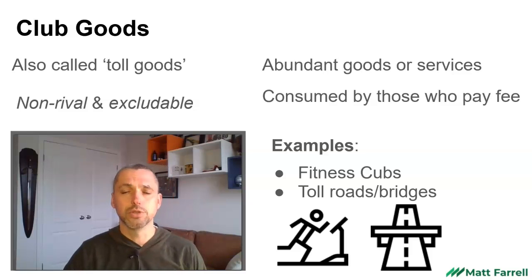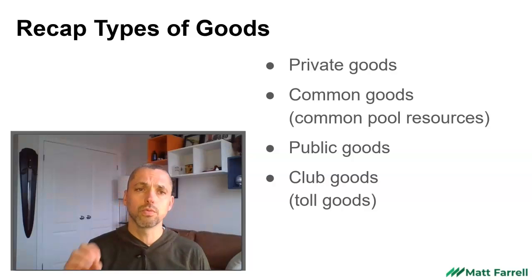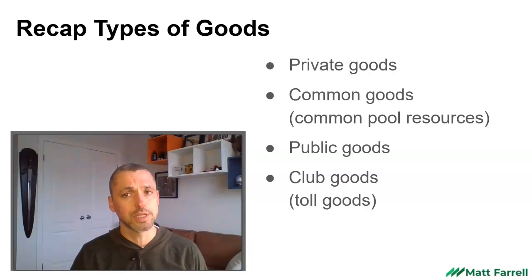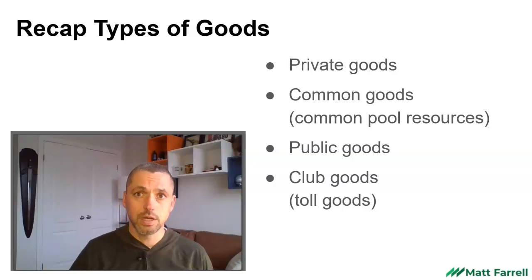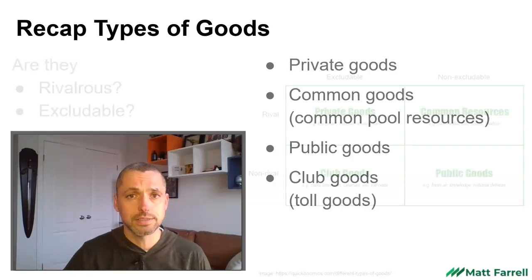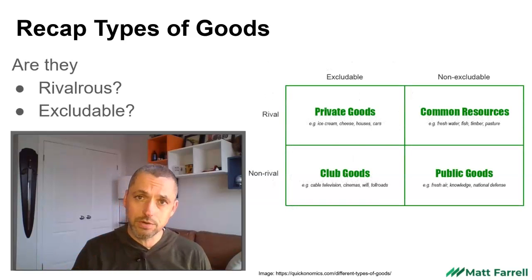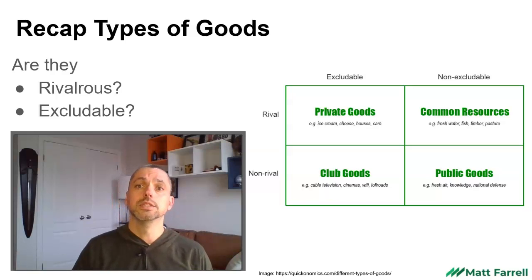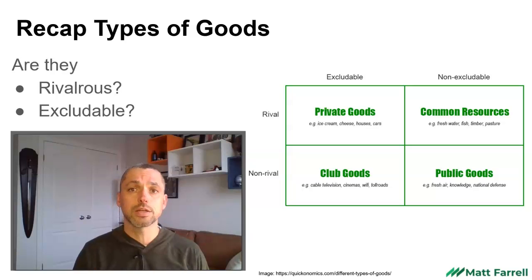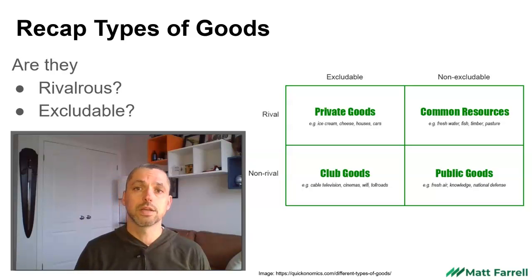Non-rival, but excludable. So recalling the different types of goods, just to sum things up. Private goods, common pool resources, public goods, and club goods. All of these have different characteristics, and when you're considering trying to classify different goods, the questions to ask yourself are: are they rivalrous? Are they excludable? Can you keep people out of it? Does consuming it use it up? These characteristics are important when considering who provides different types of goods.